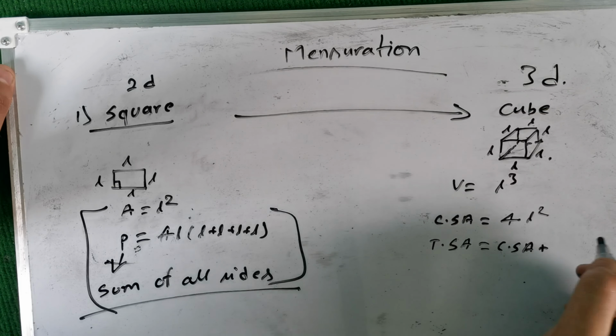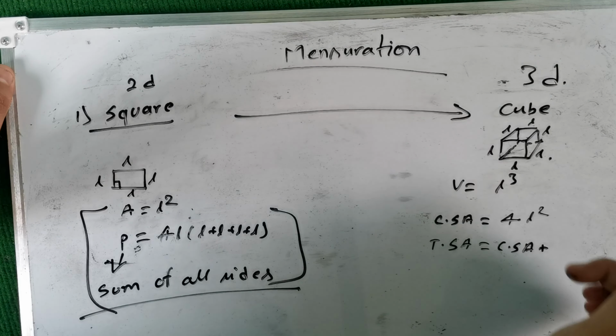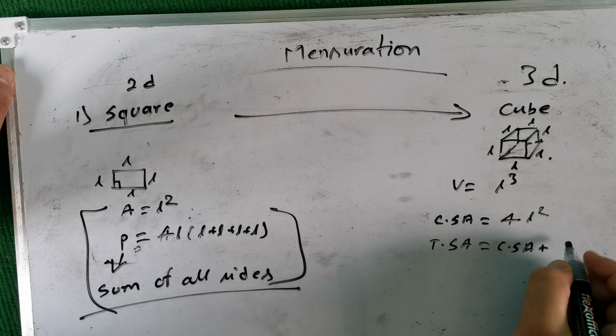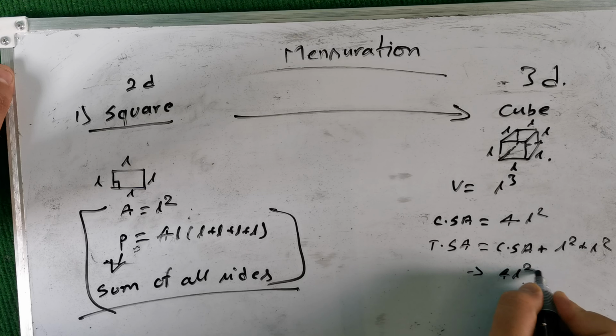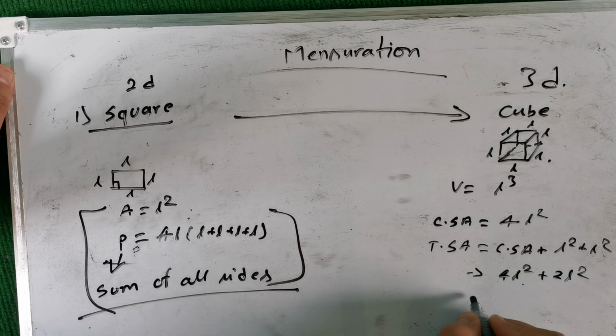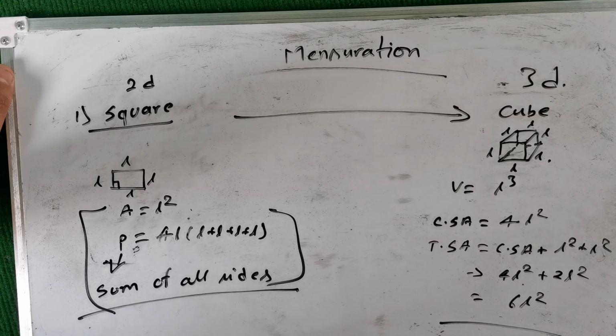Total surface area means curved surface area plus two surface areas, that means L square plus L square. That means 4L square plus 2L square is equal to 6L square. This is the total surface area of a cube, guys.